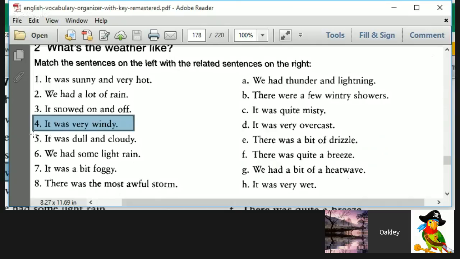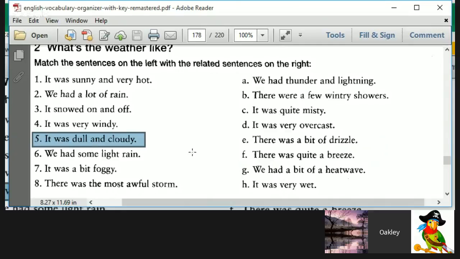Okay, we're looking at some weather vocabulary, a little mix and match exercise. Which sentence on the right relates closely to the sentence on the left? So, Sam, number 5. It was dull and cloudy.